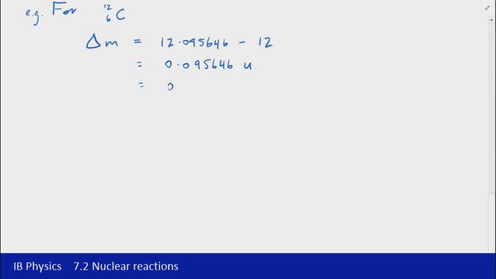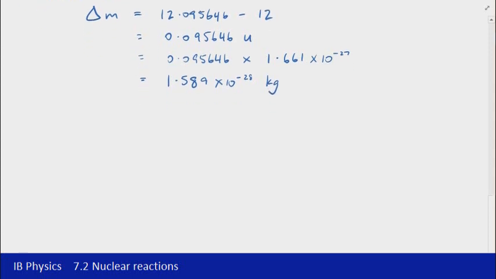So we'd take that value of 0.095646 and convert it to kilograms, using the conversion between atomic mass units and kilograms, multiplied by 1.661 by 10 to the negative 27. And you'll see here that the quantity of mass that we get is 1.589 by 10 to the negative 28 kilograms. So a very small amount, doesn't seem to be all that significant.